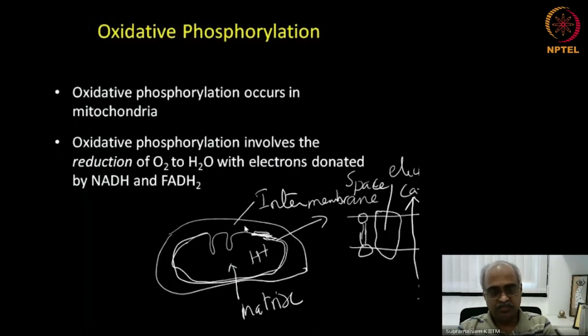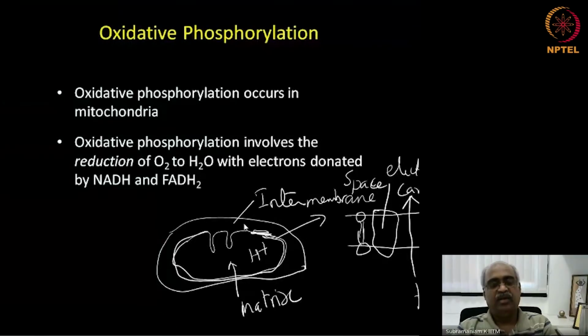And this proton gradient, when these protons flow down the gradient, it proceeds with large free energy, and that is used for driving the phosphorylation of ADP to ATP. So we end up generating two gradients here.